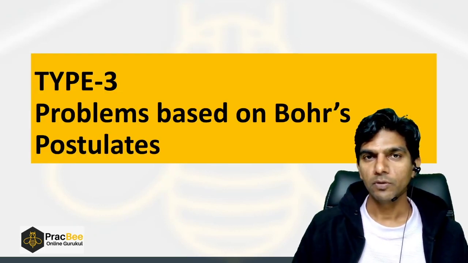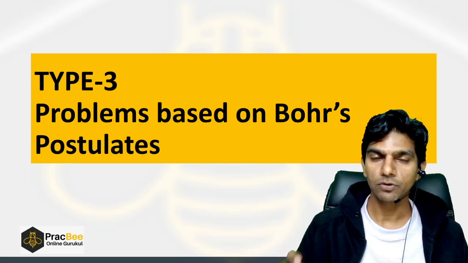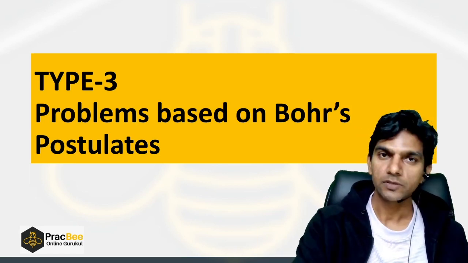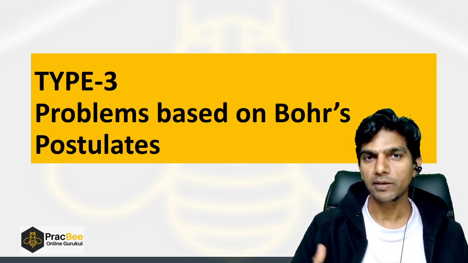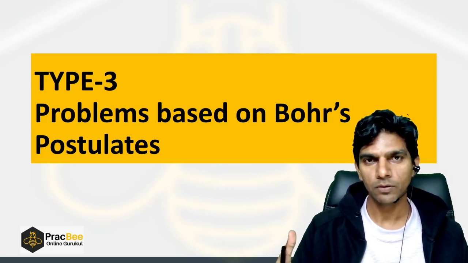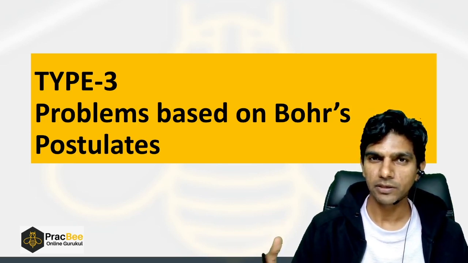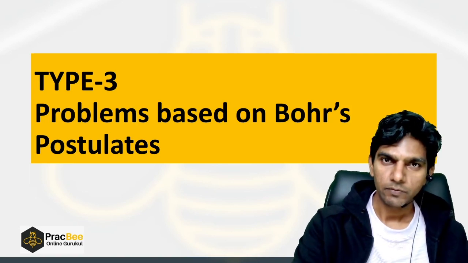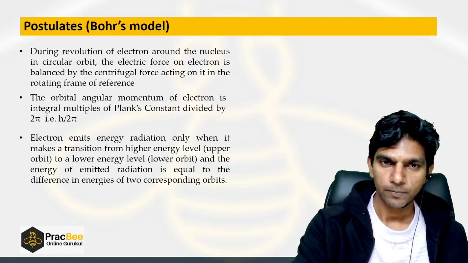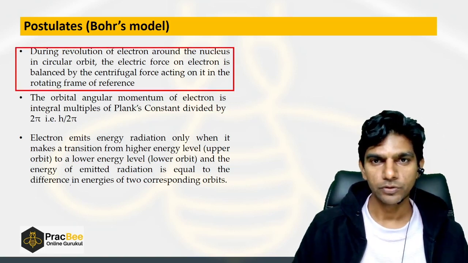Right. So now let us see the third problem type, and the third problem type will be based on Bohr's postulates. First we'll understand what the postulates are, and then we'll see some derivations of the radius, the speed, the angular velocity, the current, and different other physical quantities, and then we'll go to the previous year's questions. Now let us see the postulates of Bohr's model.